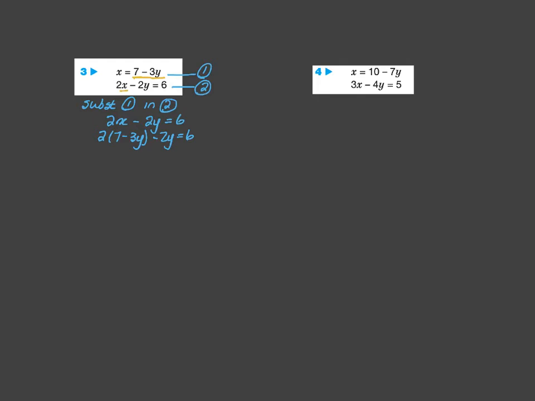Use the distributive property. 2 times 7 is 14. 2 times negative 3 is negative 6y, minus 2y is equal to 6. Now I need to add the like terms on the left. It's 14 minus 8y.